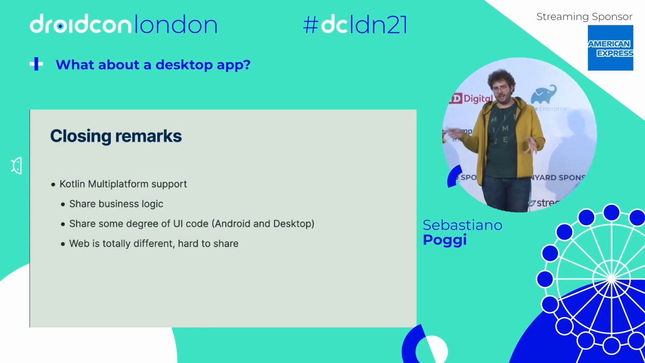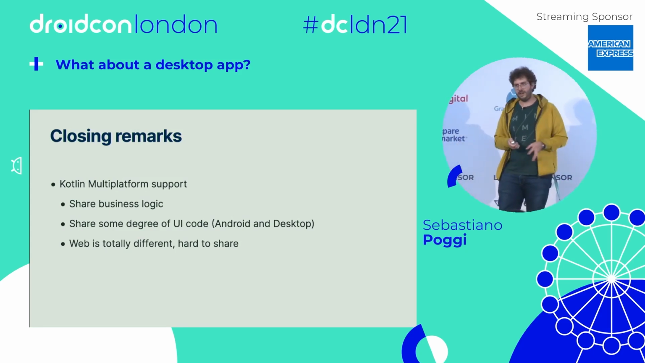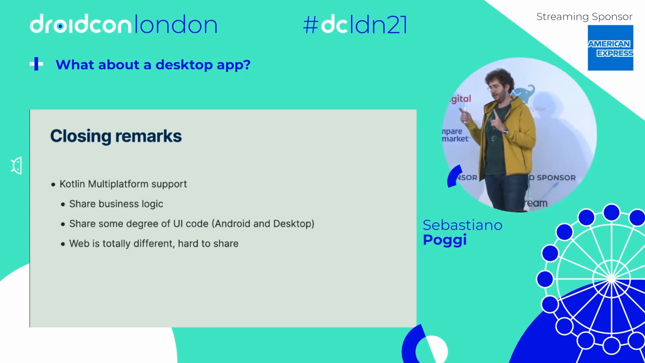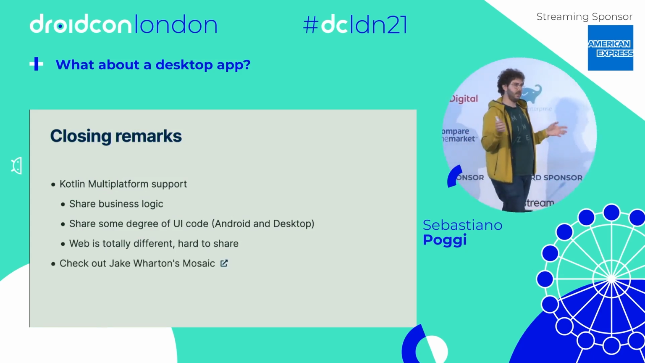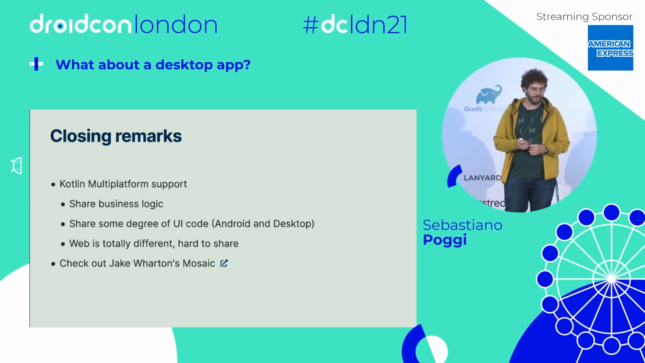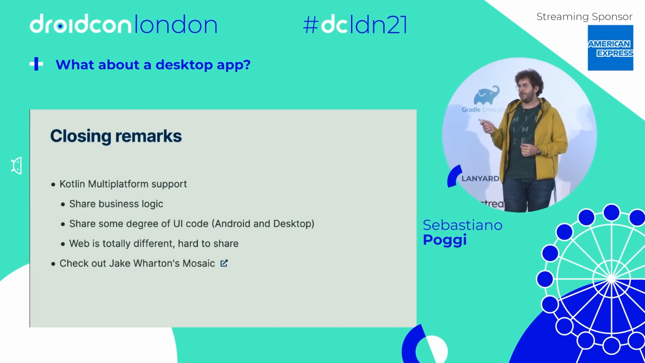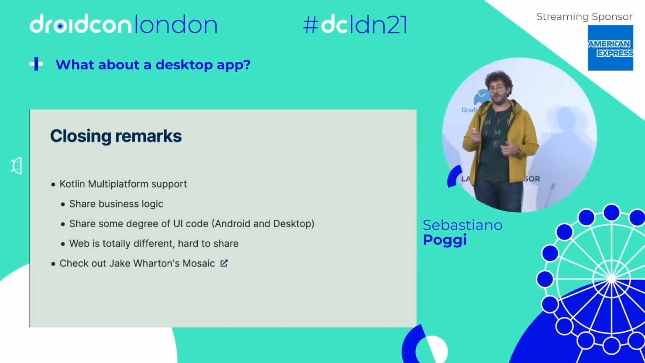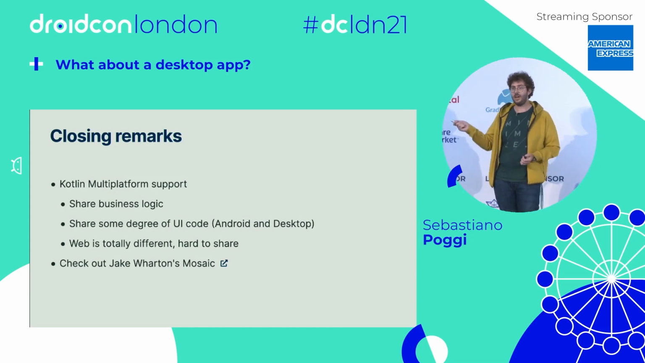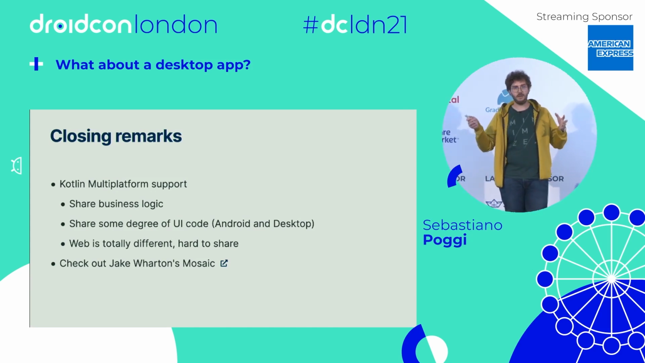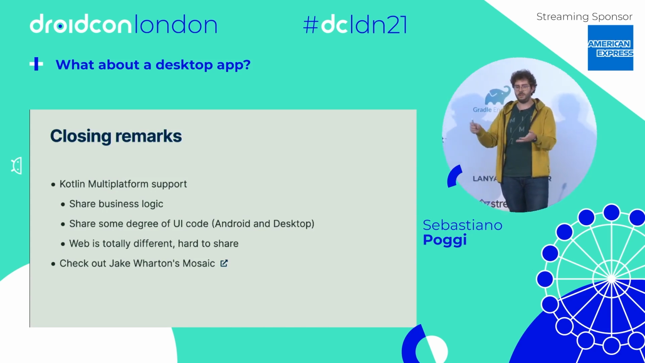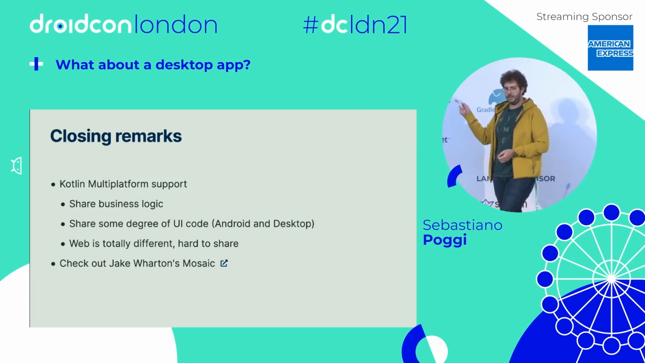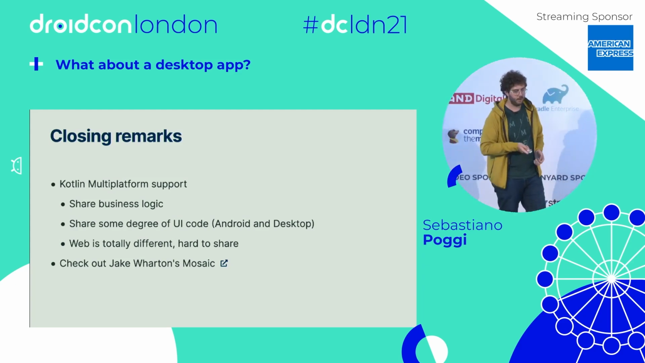Web, though, is an entirely different beast, and I don't think you can share anything between desktop and Android and web, because it uses the HTML DOM. But there are also other things that you can use Compose for. For example, you can check out Mosaic, which is an implementation of Compose to drive a command line interface. So you can use composables to write things on the command line, which is pretty cool. The repository is linked in the website, as usual.